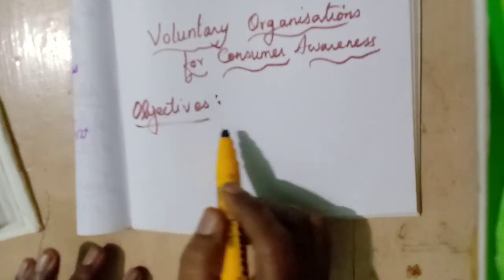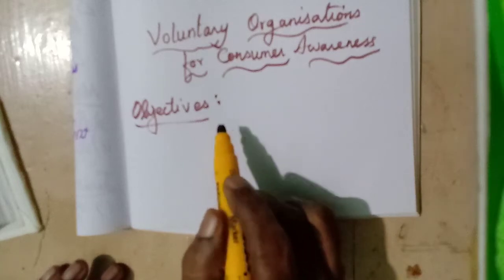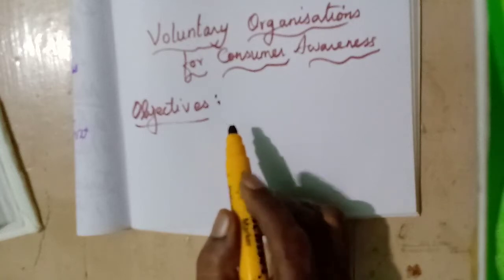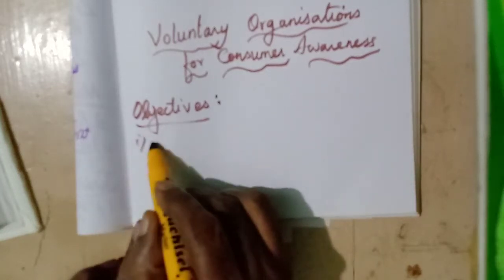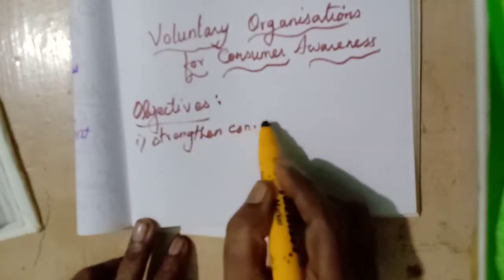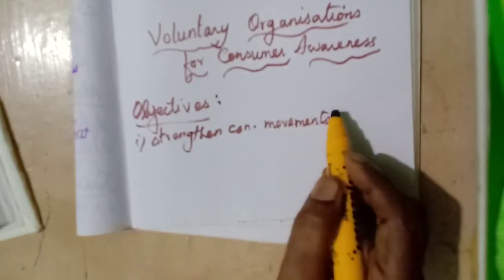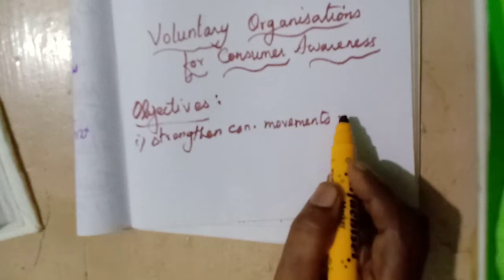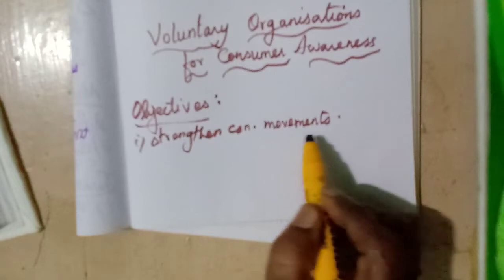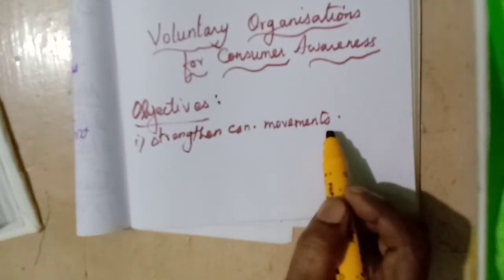The main objectives of these voluntary organizations are to create awareness or to strengthen the consumer movement in India. Okay, they have to strengthen all the consumer movements. Many movements are available, consumer or voluntary organizations, then councils. So they have to strengthen all these consumer movements that are available in India.